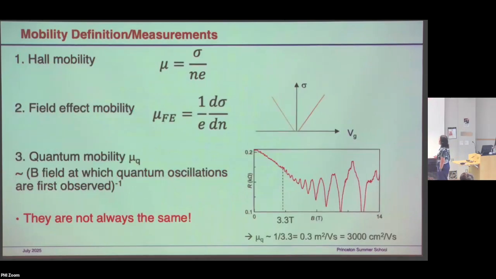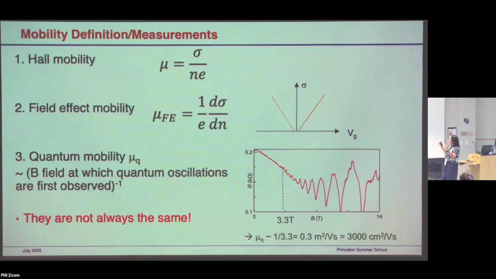Okay, so how do we measure? How do we define the mobility? There are actually three different definitions, depending on how you want to say it. You can have a Hall mobility, which is from the Drude equation: you just take conductivity divided by the charge density. You can have field effect mobility. This one is usually used for anything, like bulk crystals, etc.